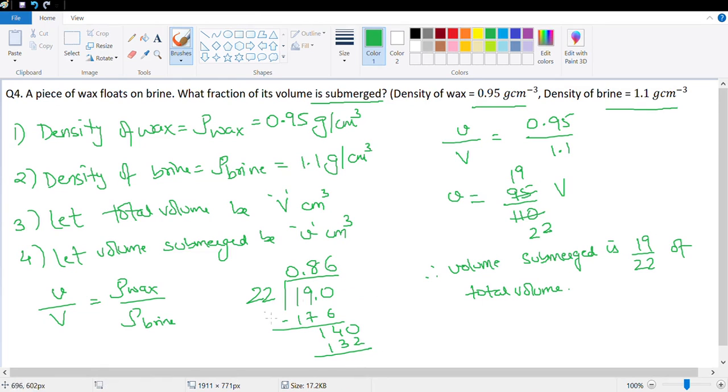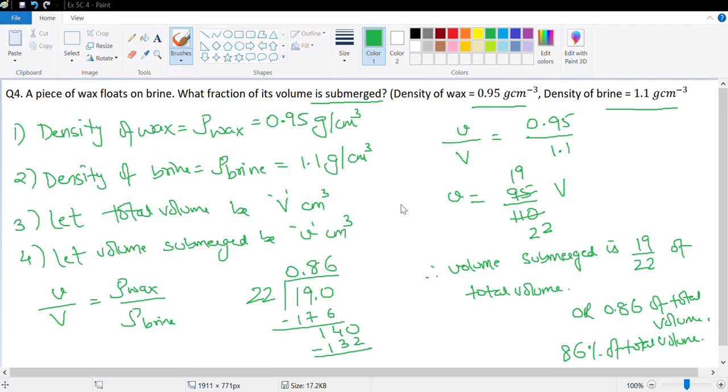132, yeah, so there are 0.86 of total volume. If you want to write it in percentage, 86% of total volume. Whichever way you want to write your answer, that's the correct answer. Let's look at the next one.